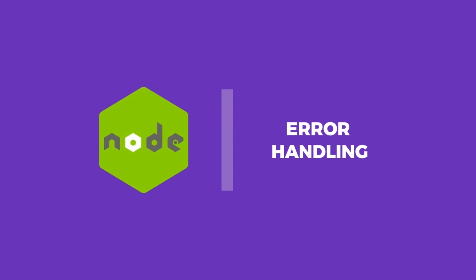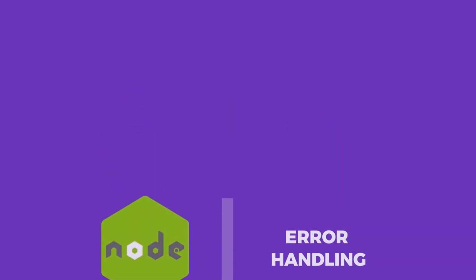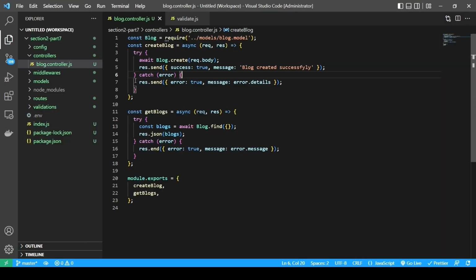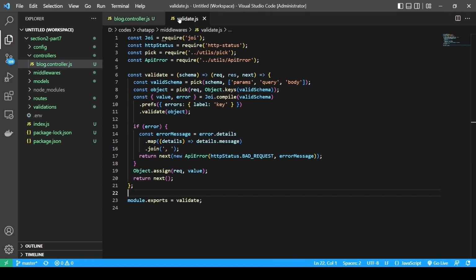In this particular session, I will make some changes to the way we are handling errors. If you notice here on the blog controller, we are using try catch repeatedly and responding to an error. Also, you can see that we're handling an error the same way in validate.js as well. This can get very repetitive when the project gets bigger, so I will create a separate error handler which can be plugged in as a middleware.